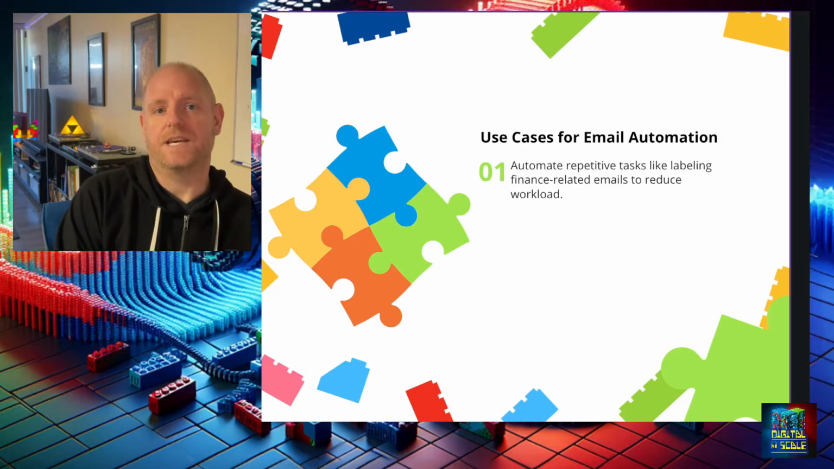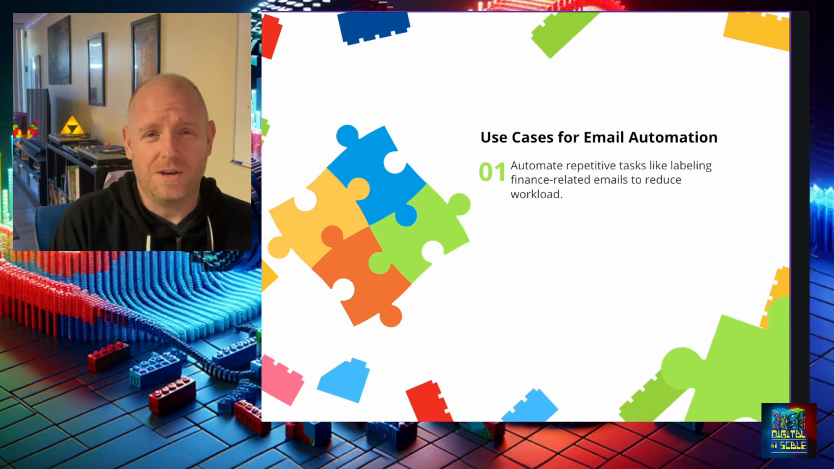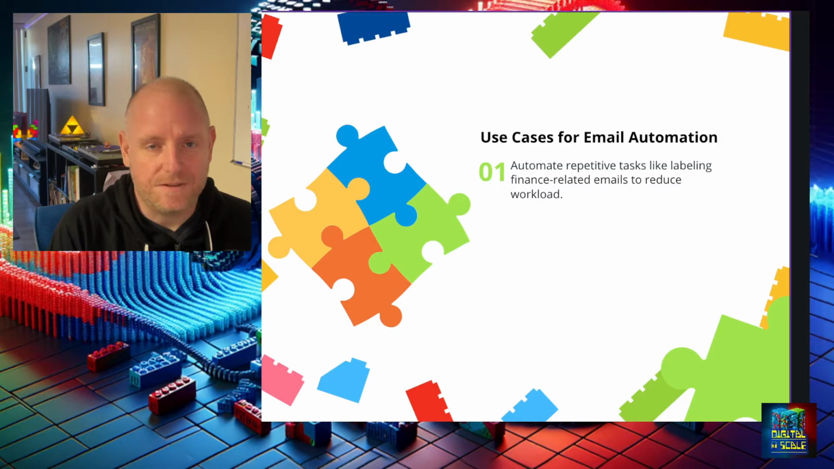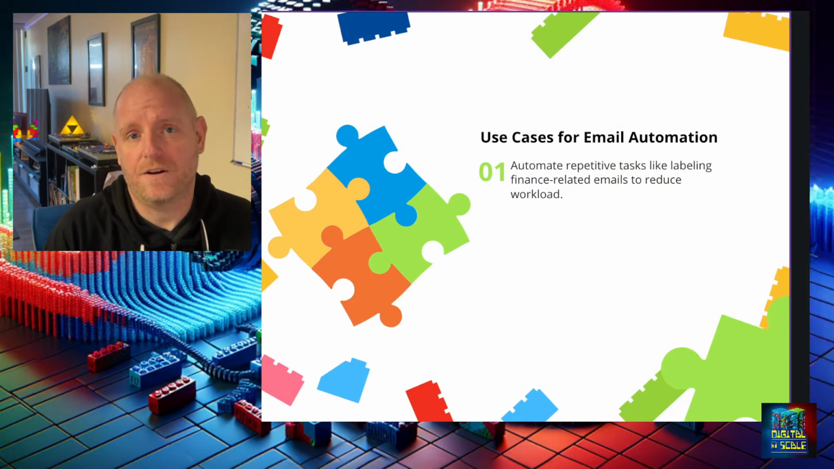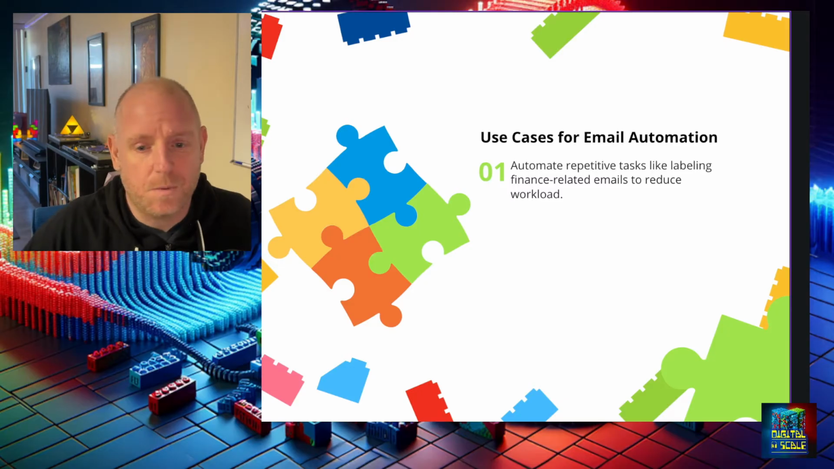So what are some use cases for automating your email? Well, one is to automate repetitive tasks. So for instance, I have a lot of emails that get sent to me for my different SaaS subscriptions. I have different labels and filters that will look at the different subscriptions, take down that attachment for the receipt, and send that off to my QuickBooks or to organize it. That's one thing that you can do.